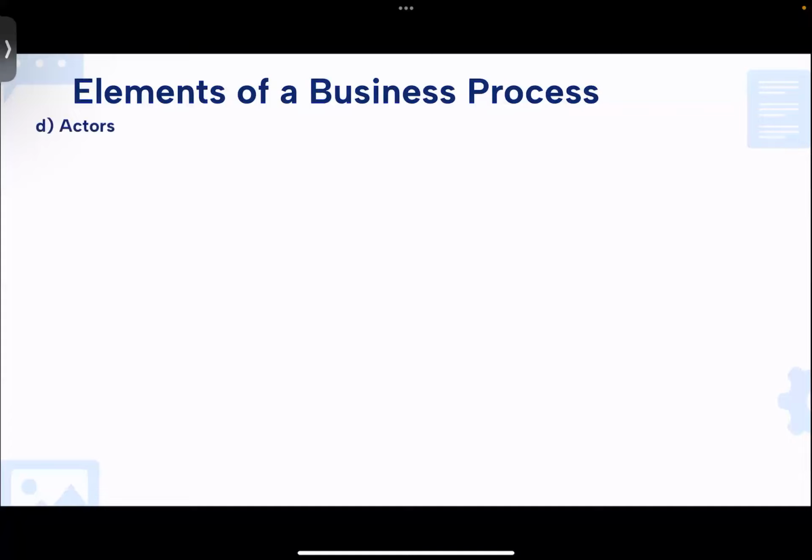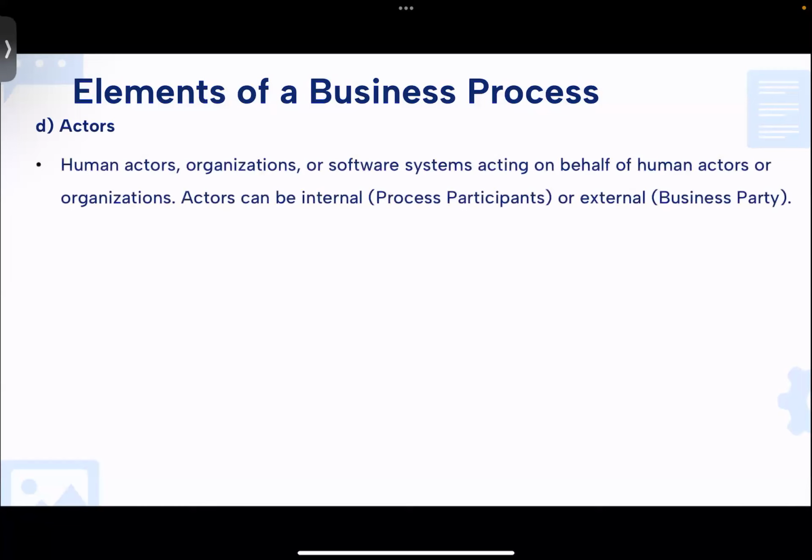And the next one is the actors. Actors are the people who are involved in the particular business process. It could be human actors, organizations, or software that is acting on behalf of actors or organizations.